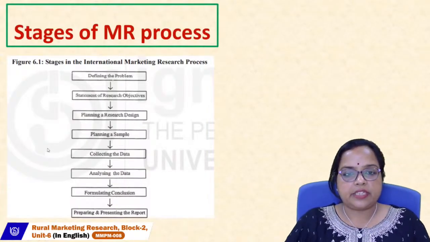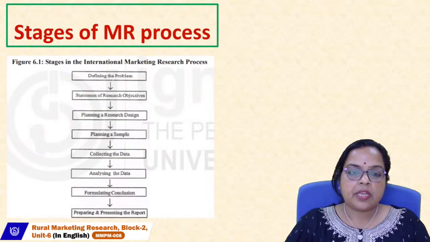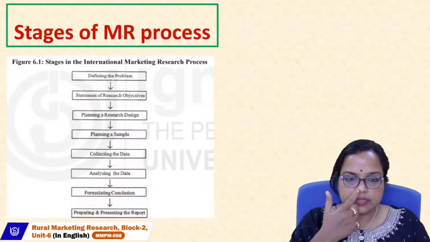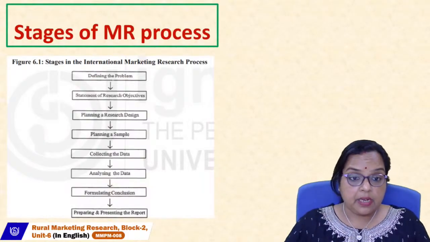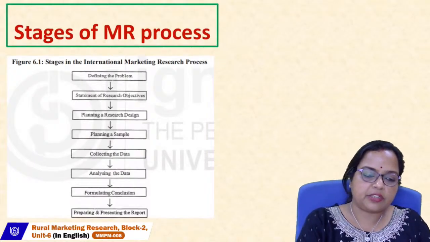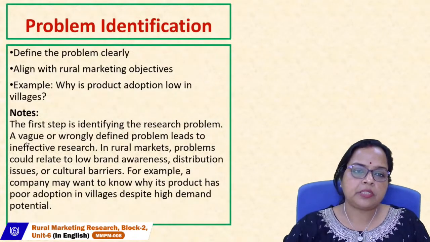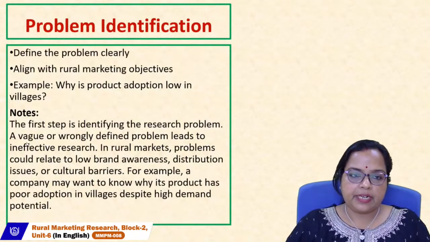Let's understand the stages of the MR process, that is, the marketing research process. These are the steps in doing a marketing research process. It starts with defining the problem, then the statement of research objectives, planning a research design, planning a sample, collecting the data, analyzing the data, formulating conclusions, and preparing and presenting the report. These are the steps. The first step is problem or need identification.